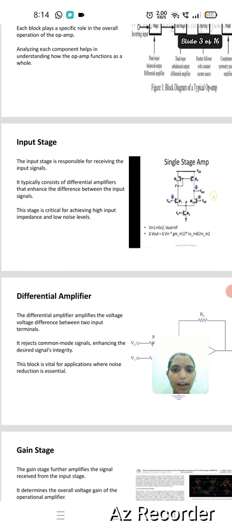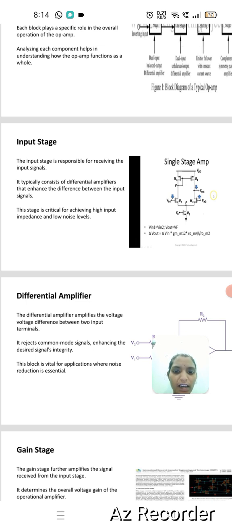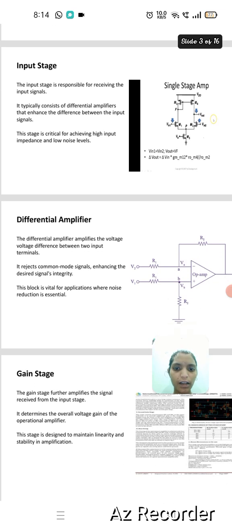Input stage. The input stage is responsible for receiving the input signals. It typically consists of a differential amplifier that enhances the difference between the input signals. This stage is critical for achieving high input impedance and low noise levels.